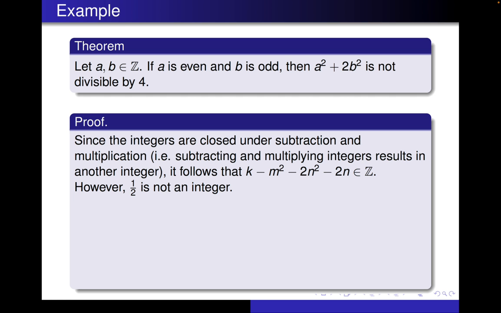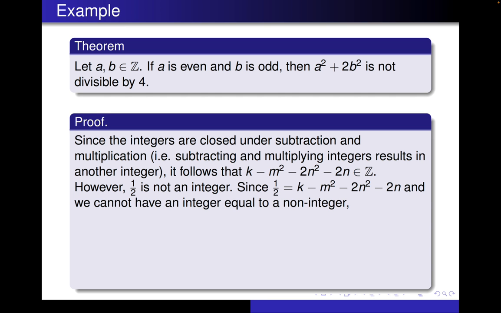However, 1/2 is not an integer. Since we have 1/2 equals k minus m squared minus 2n squared minus 2n, and we cannot have an integer equal to a non-integer, this is a contradiction. And since that is what we were trying to prove, now we just remind our reader, hey, that's what we were trying to prove. That means our proof is done.